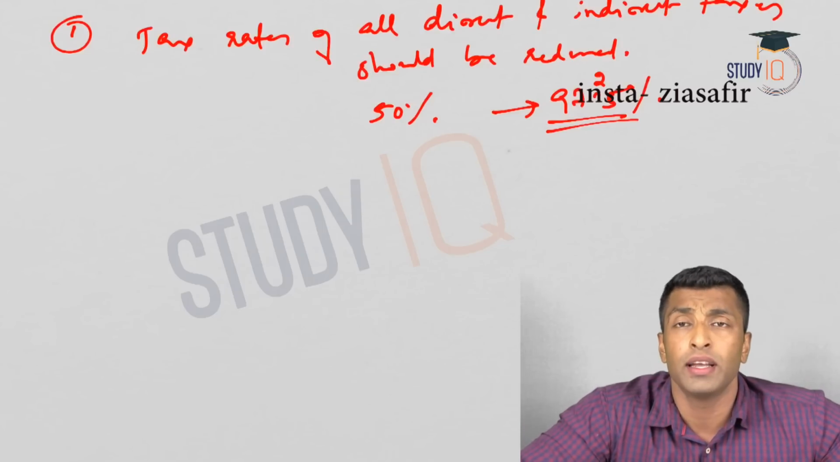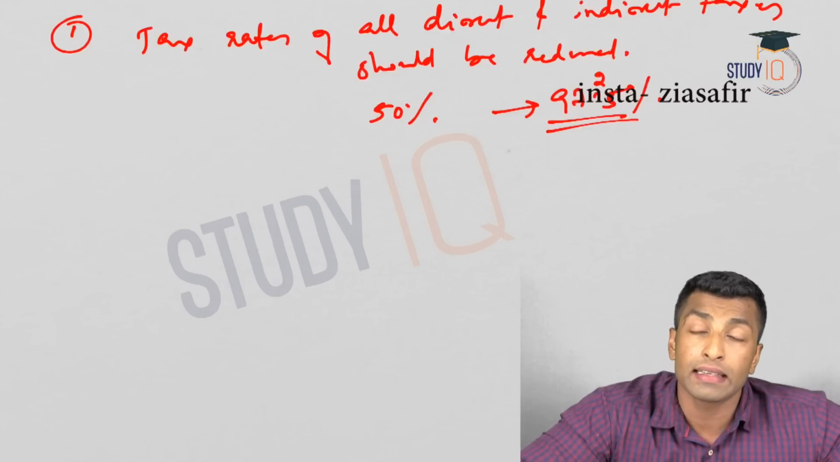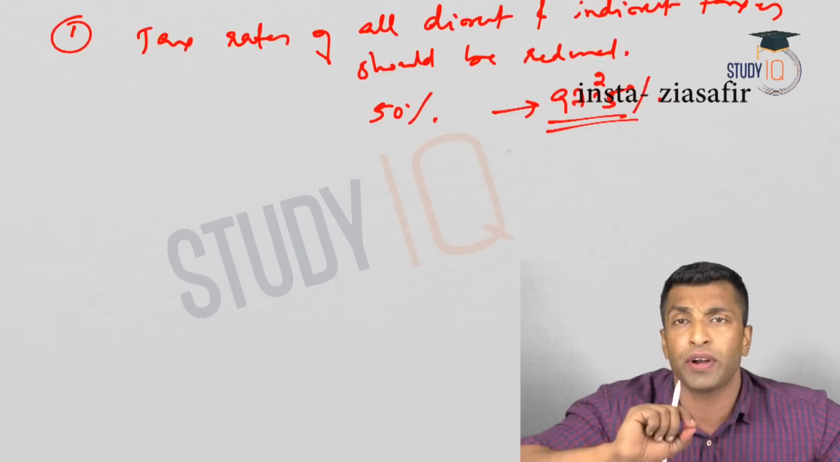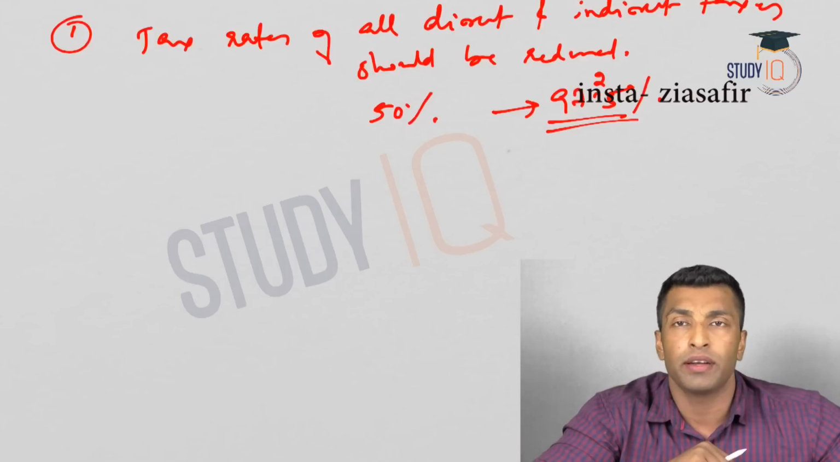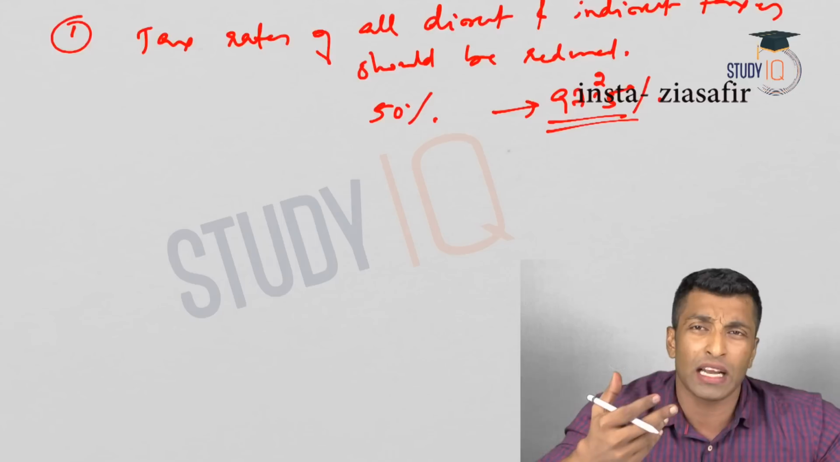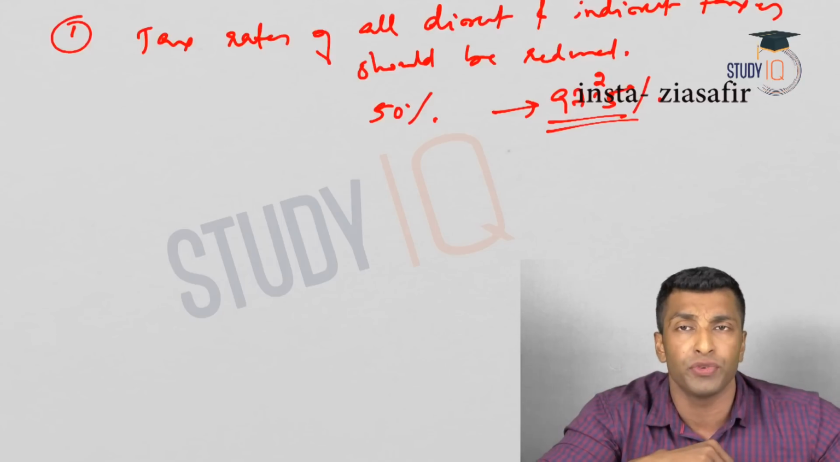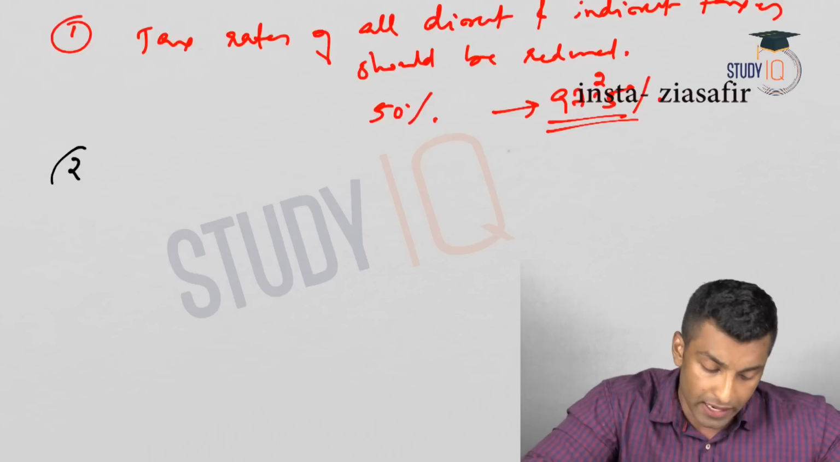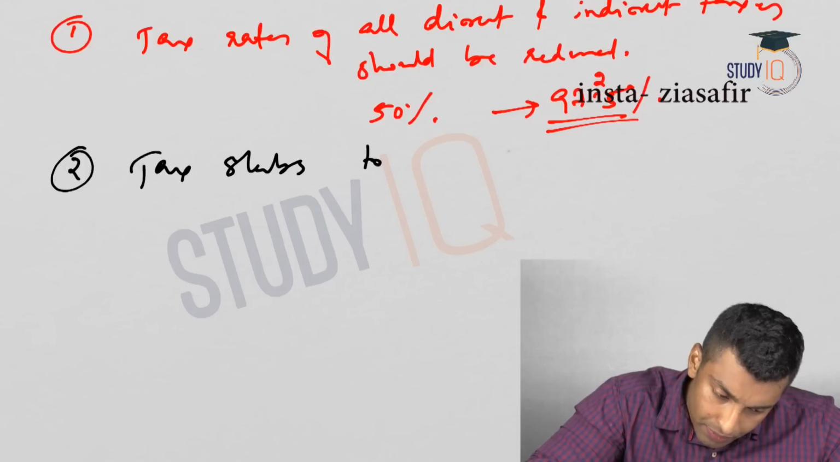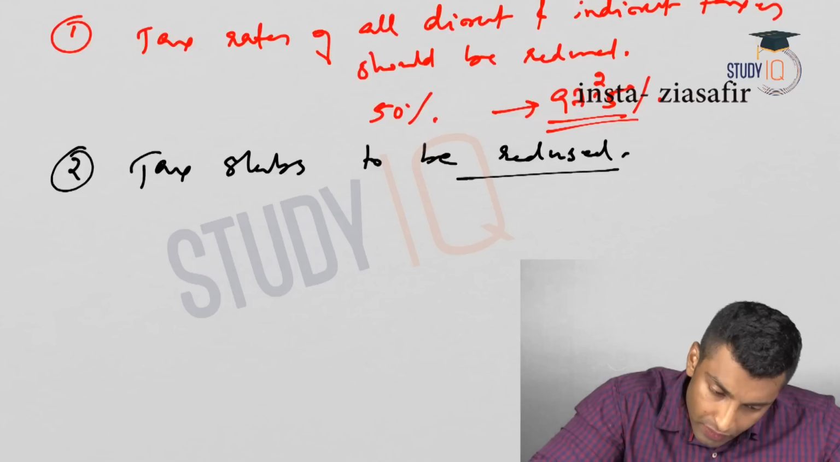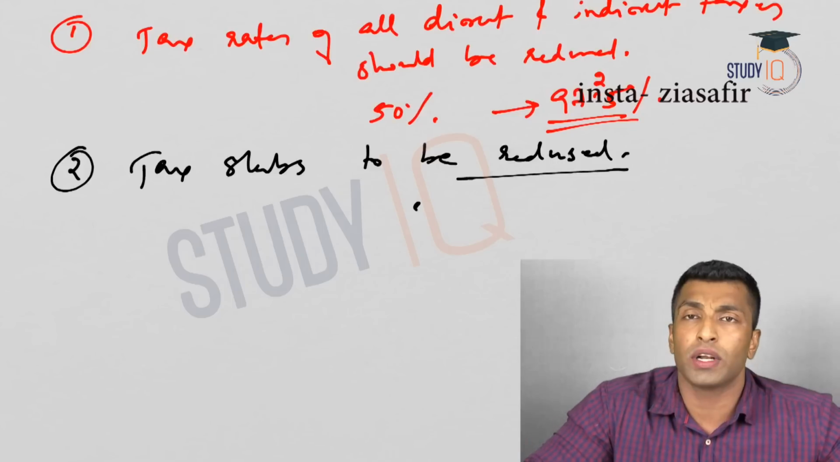The second recommendation is that the number of tax slabs should be reduced. That means different slabs, different rates, have to be reduced, because there will be confusion. If more slabs are there, where you fit in will be a confusion. Let me write it down, then I'll explain that. Second one, tax slabs should be reduced.